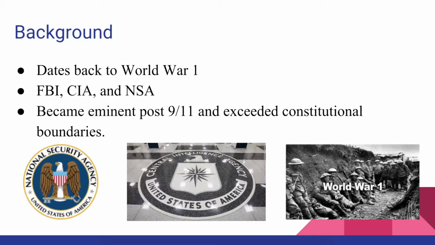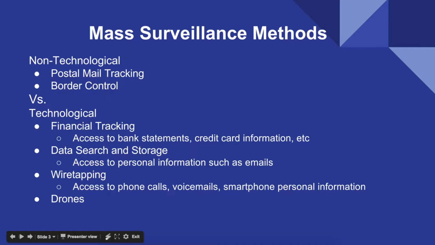Surveillance methods by government have and will continue to grow. Efforts peaked post 9/11 when security became a priority, and some constitutional rules were even ignored to enforce it better. Government has many different ways in which they can track and look over citizens. There are non-technological ways such as having access to postal mail or border control at airports. However, some argue that the most invasive forms of mass surveillance come from the government's use of technology.